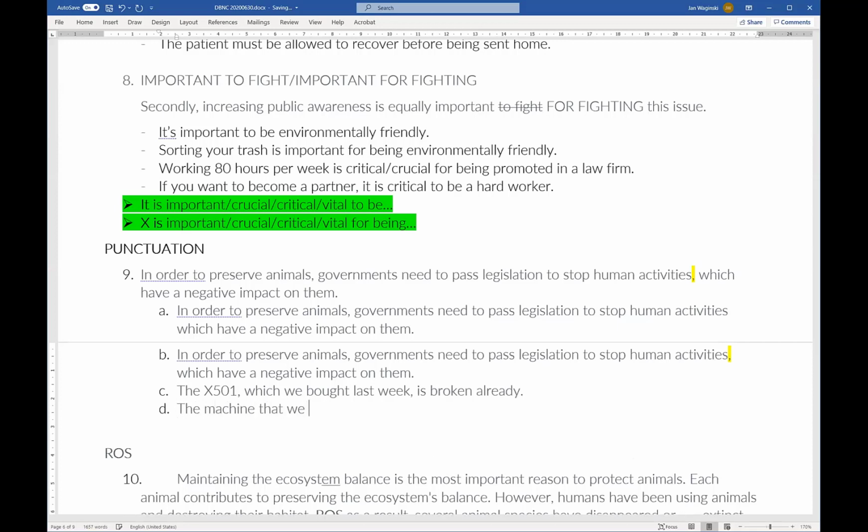Like a which is non, yeah, and we have to use that if we don't know which one.